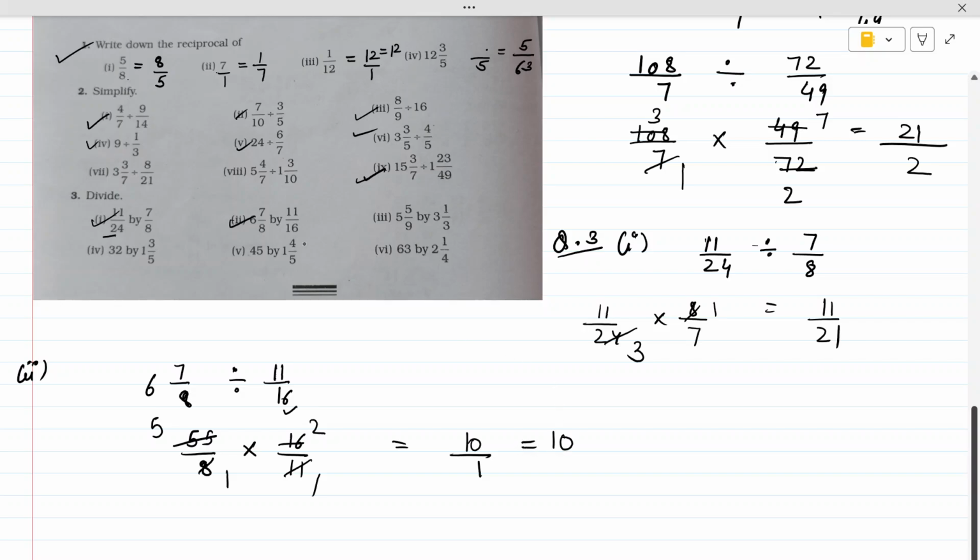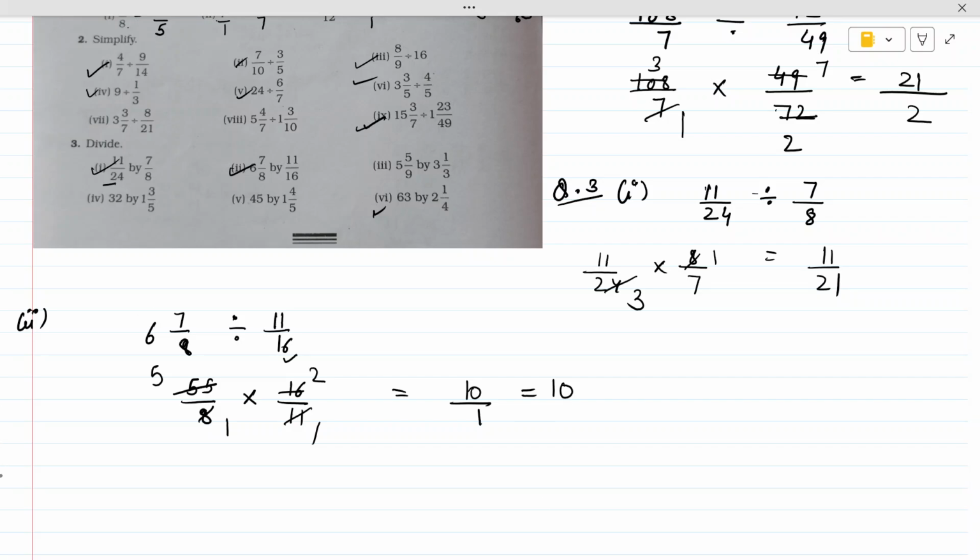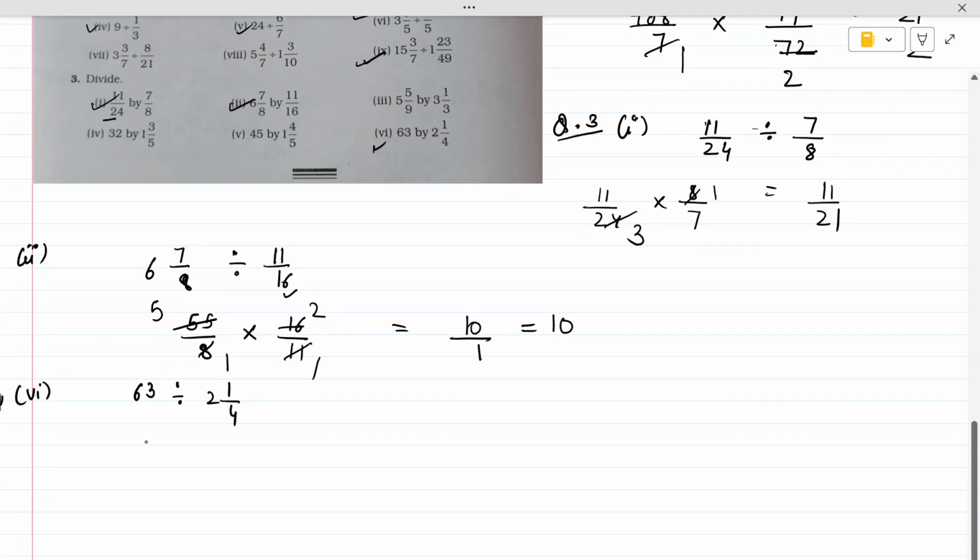Okay, so kids, likewise, you have to pick up all the other questions here, which are very, very easy. Let me do this question also. This is a little different. So let me pick this question. Question number 6: 63 has to be divided by 2 1 by 4. First of all, we have to do two things. 63 can be written as 63 by 1.